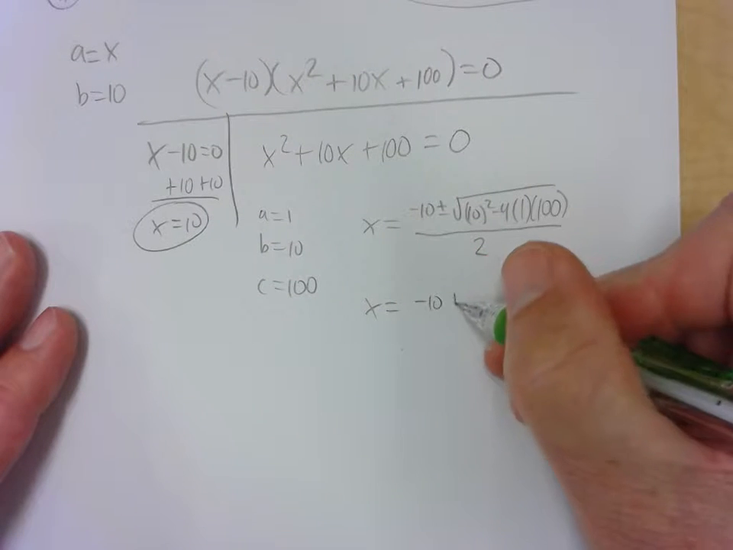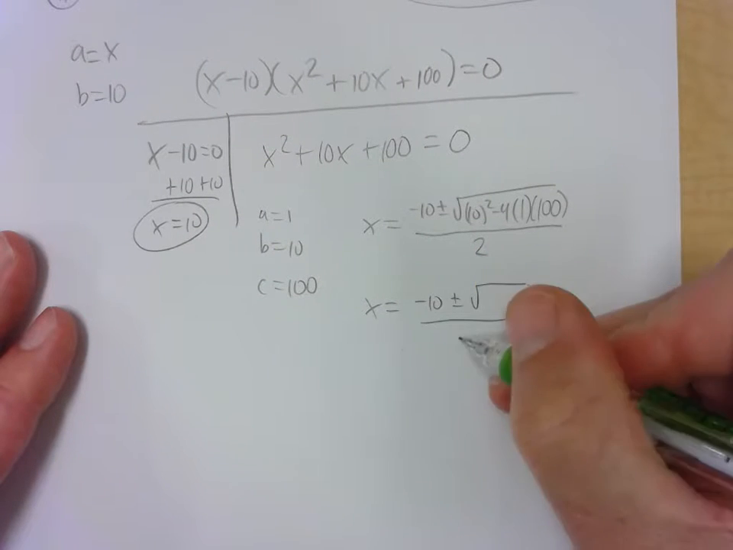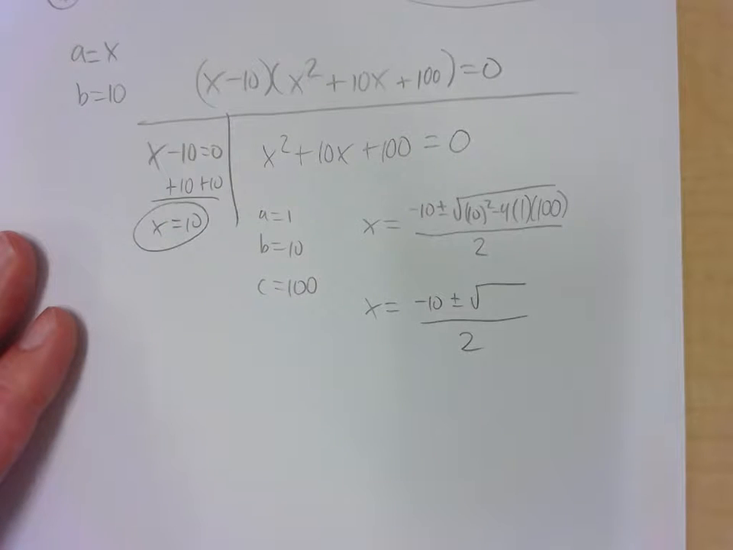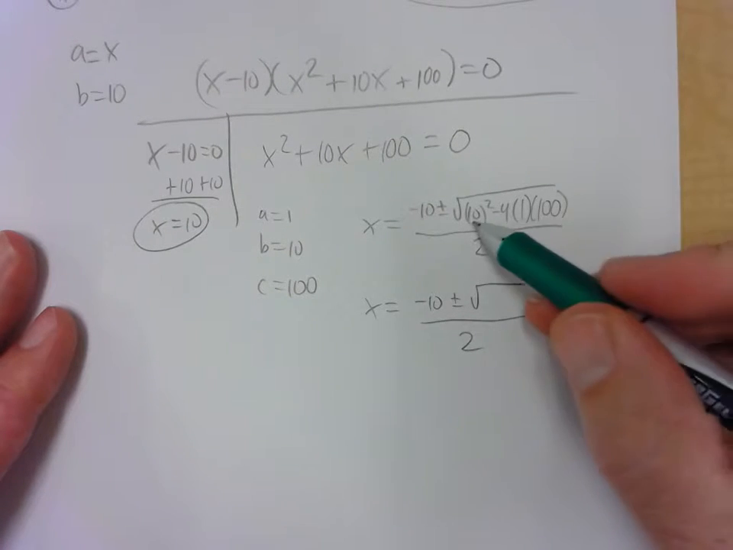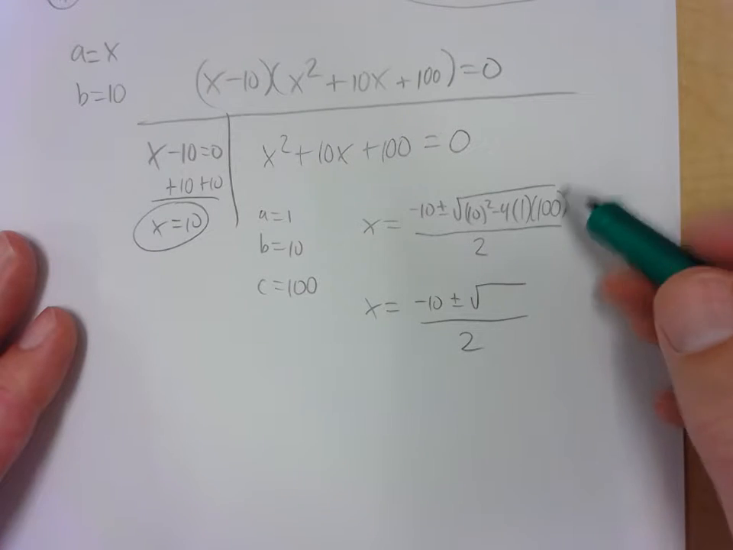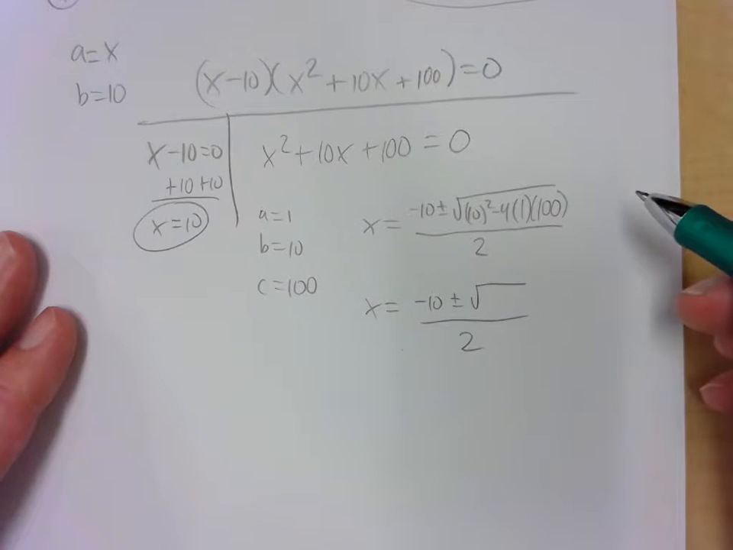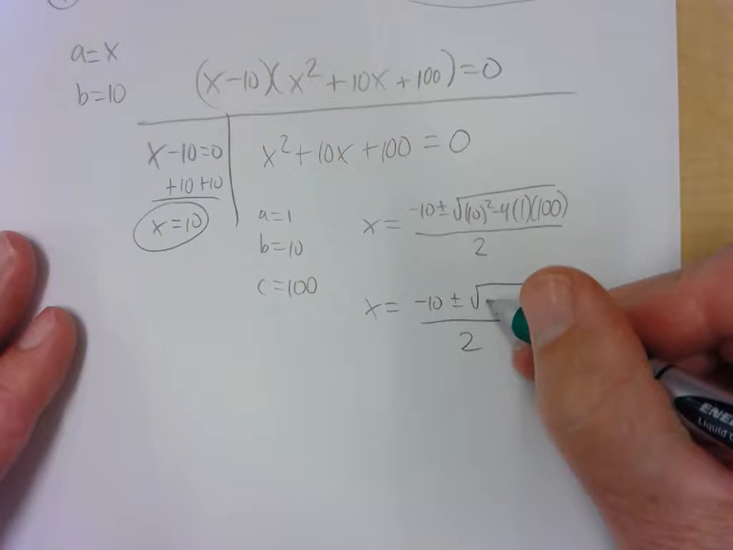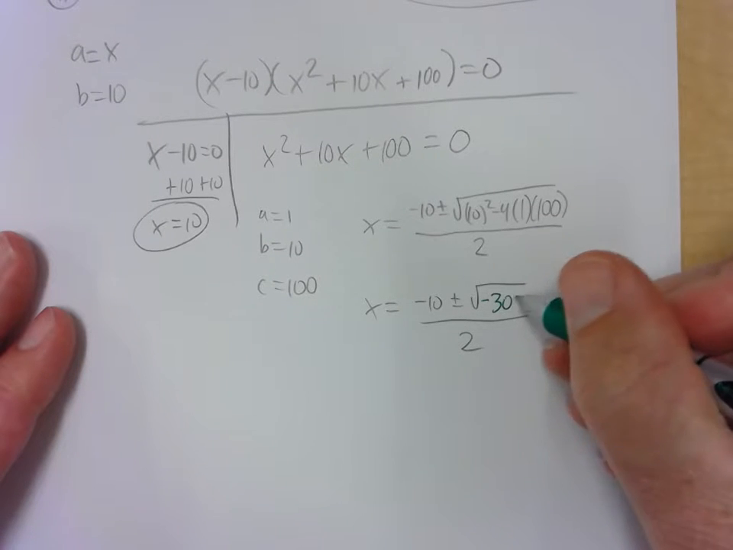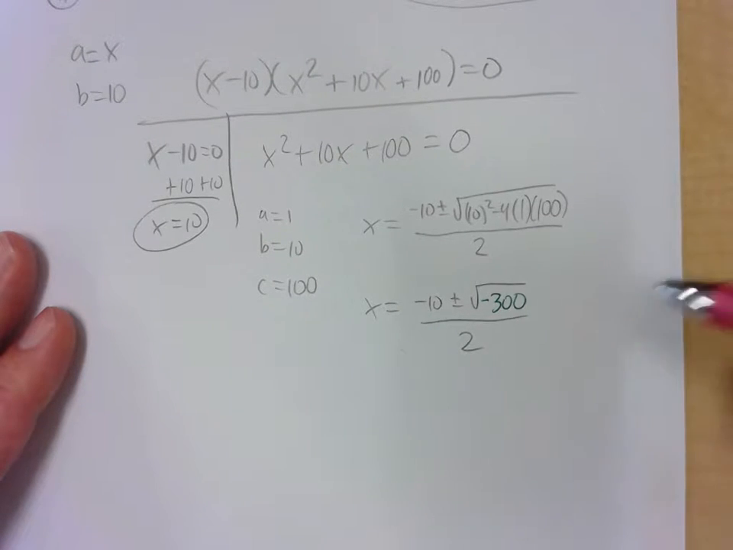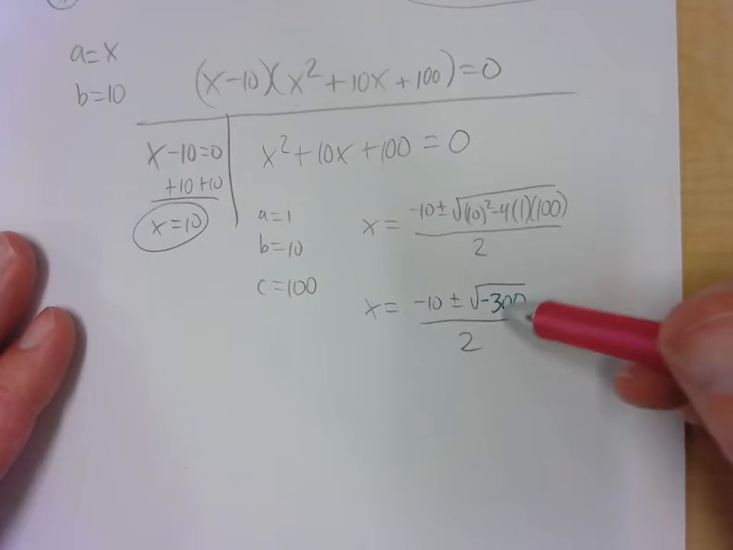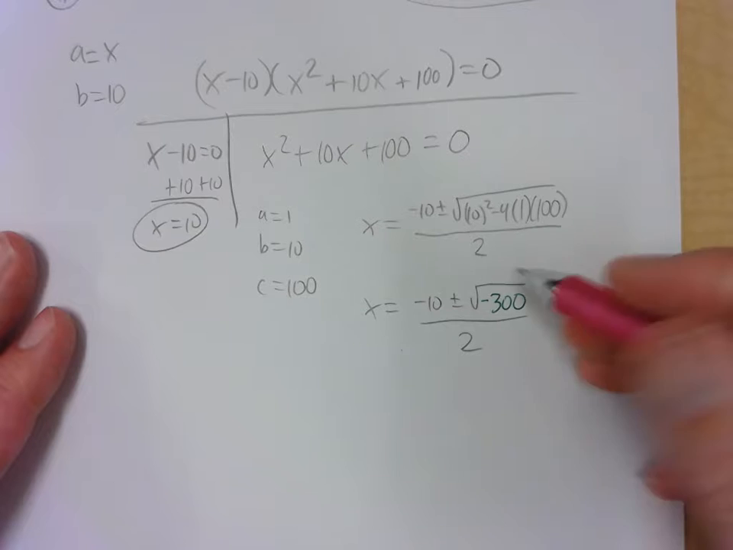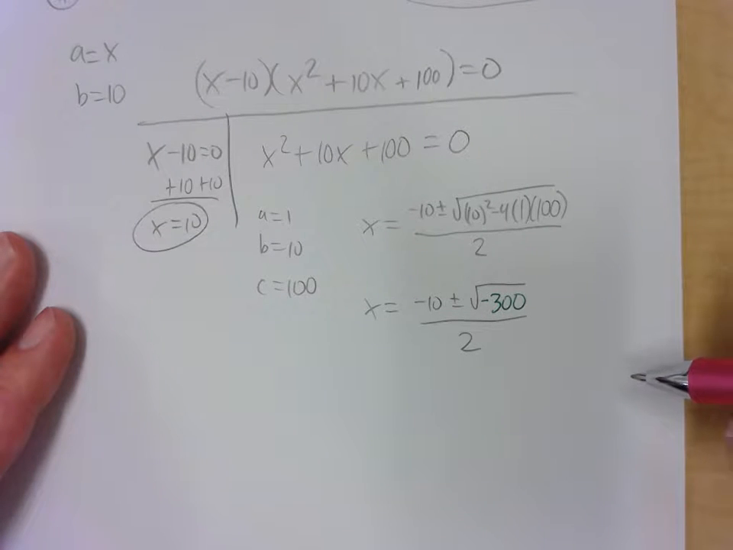Negative 10 plus or minus square root over 2. So that's 100, and then that'd be minus 400. So if you type in the calculator whatever you need to do, you get negative 300. Okay, so that's what the discriminant is. So there's no real solutions. I get imaginary solutions. Then the negative 300 gets split up into 3 things.